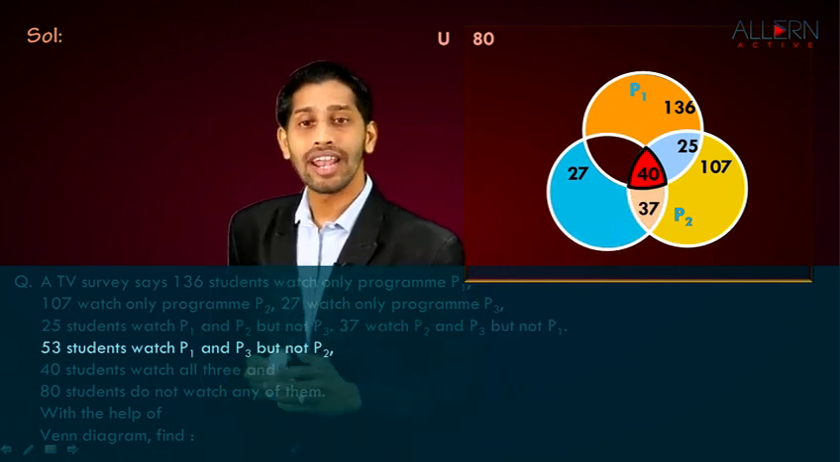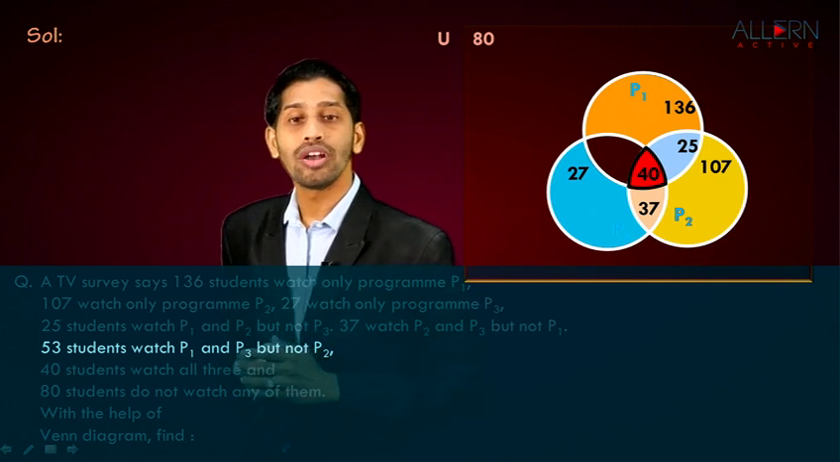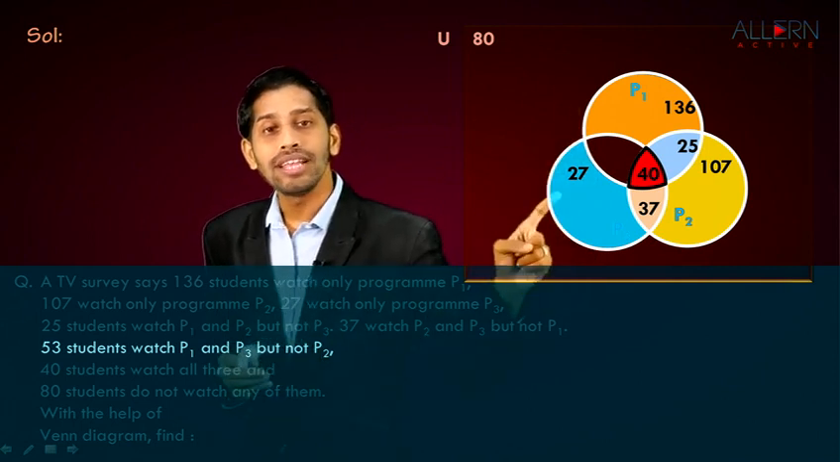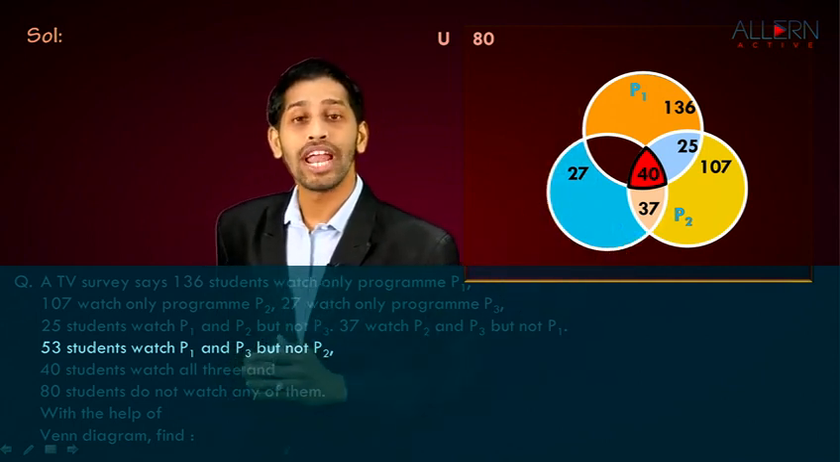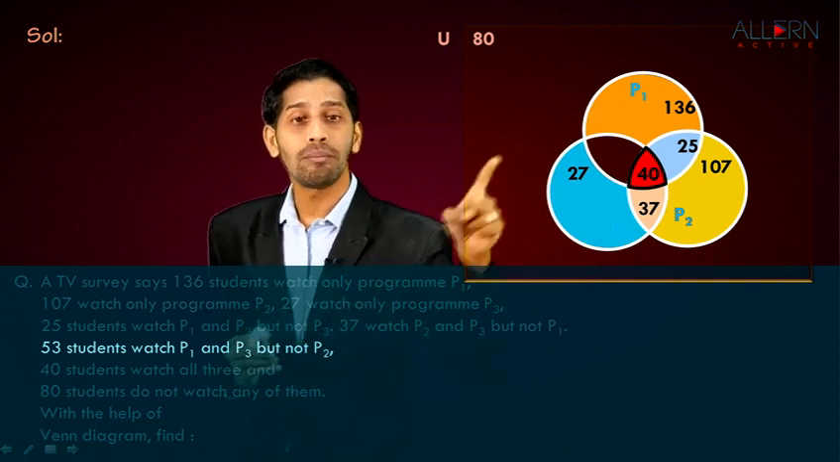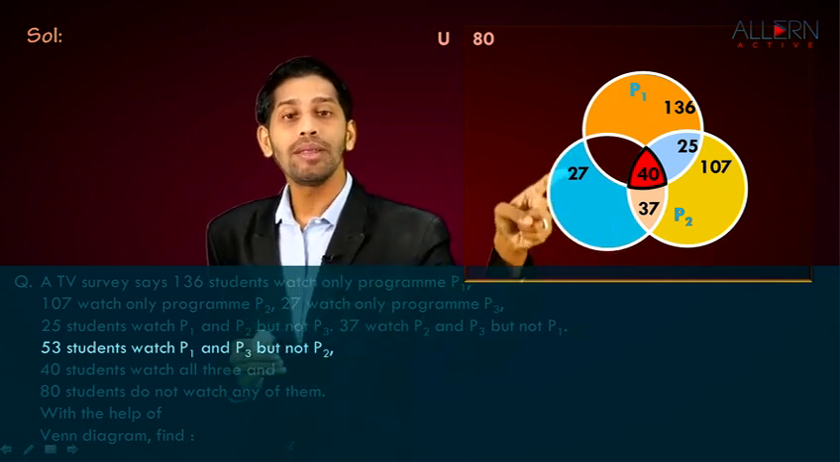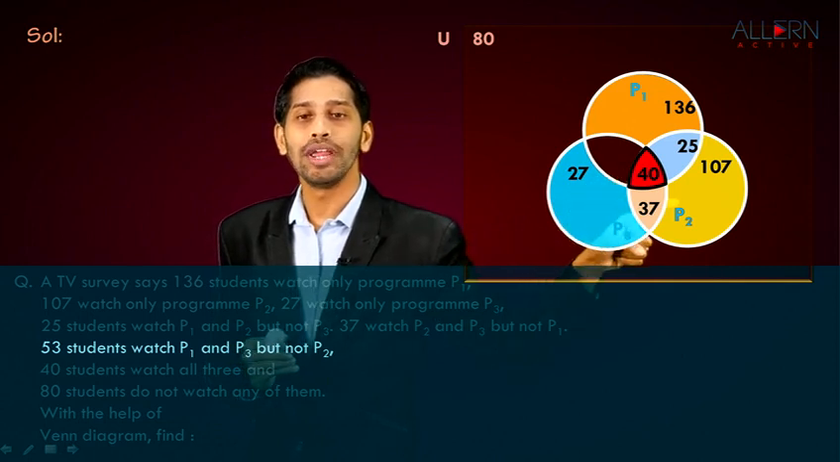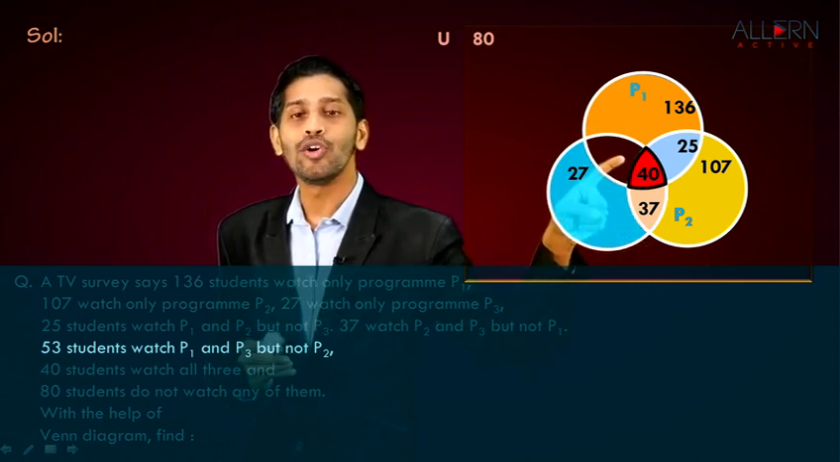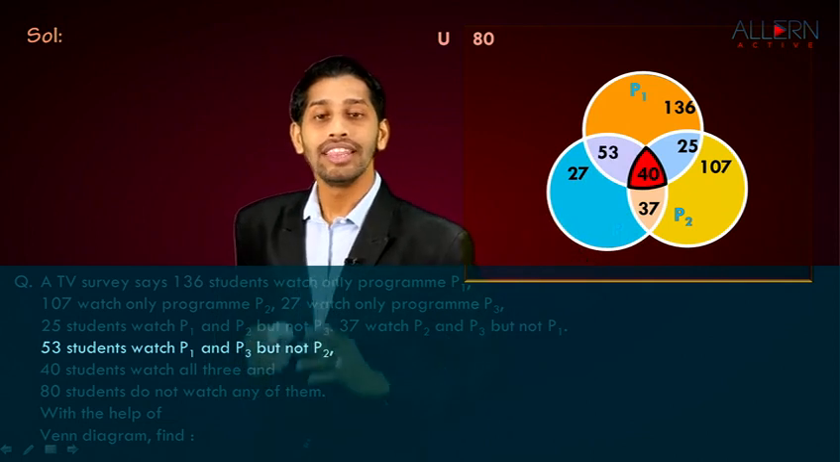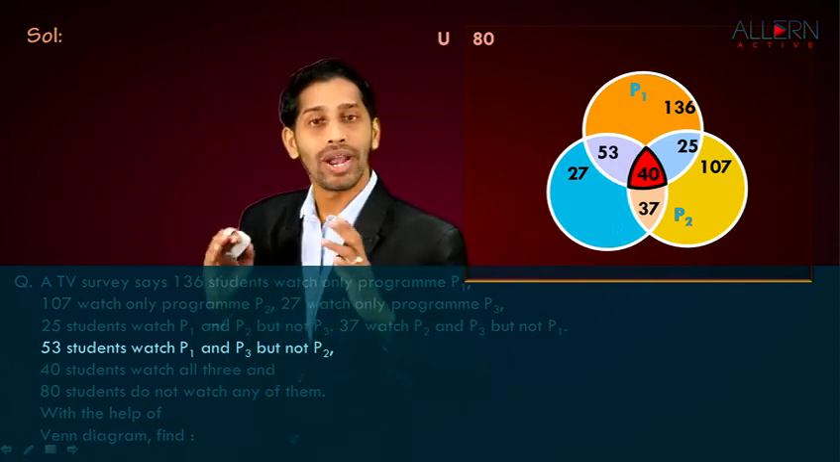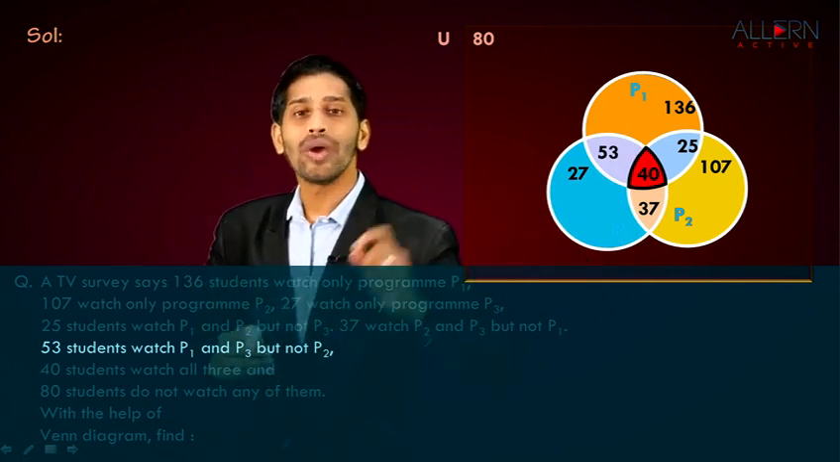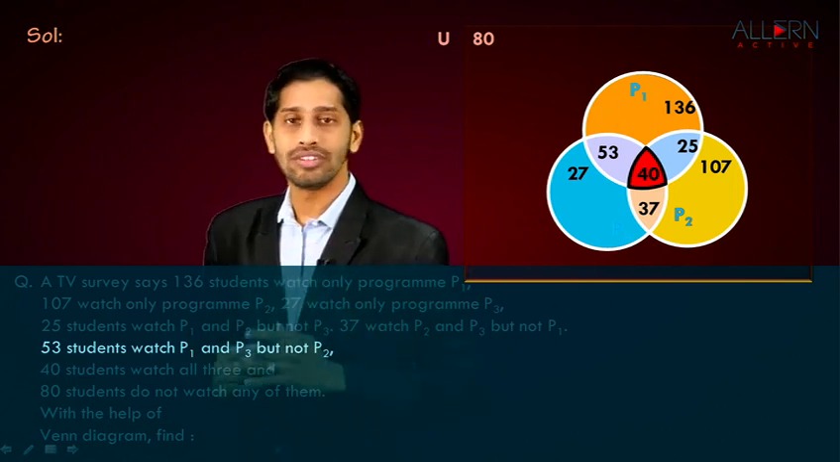Further it says that 53 students watch P1 and P3 but do not watch P2. That means we consider the common part of P1 and P3, excluding the part which belongs to P2, and the number written over here is 53. That means we have completed the Venn diagram. Now using this Venn diagram we have to answer three questions.